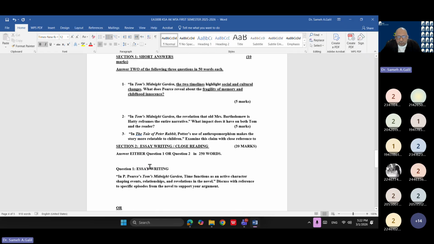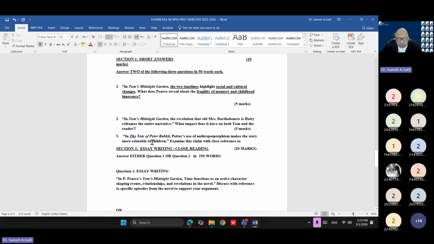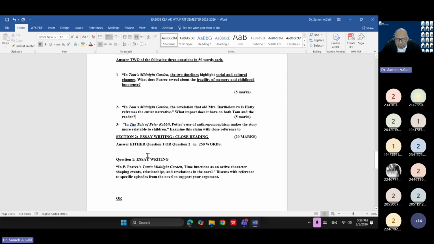And then we have, obviously, in the first part, three questions, and you choose to write on two of them. The second one is: in Tom's Midnight Garden, the revelation that old Mrs. Bartholomew is Hattie reframes the entire narrative. What impact does it have on both Tom and the reader? The revelation that old Mrs. Bartholomew is Hattie reframes the entire narrative. What impact does it have on both Tom and the reader?